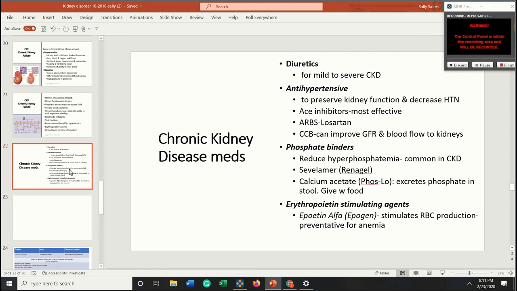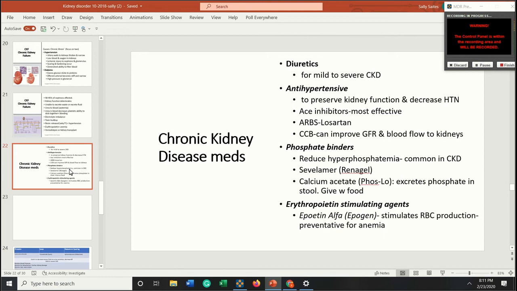Calcium channel blockers as well, that's also going to decrease the blood pressure, but it can also improve the glomerular filtration rate depending on the amount of damage. So as you know, there are different stages to CKD. You'll be going over the stages in med-surg. We're just looking at the disease process and meds to treat it.